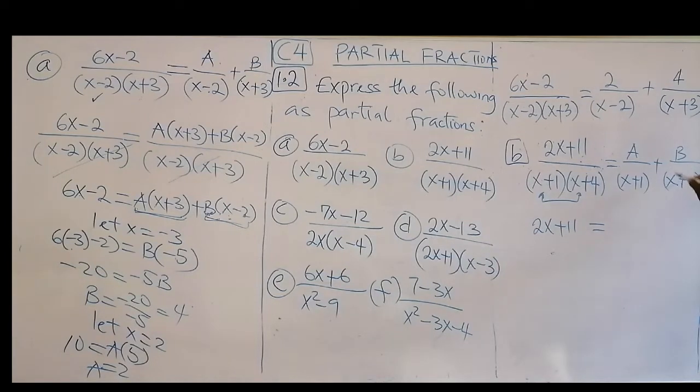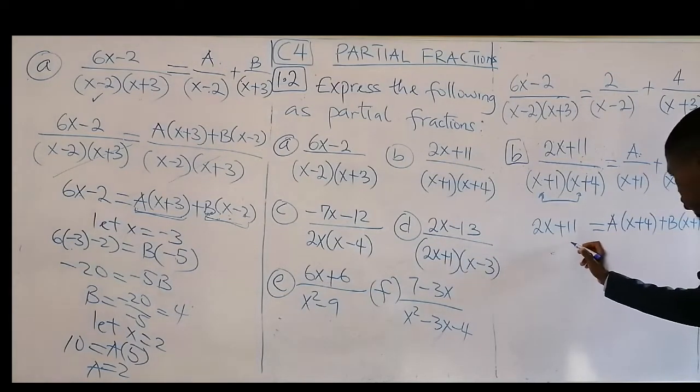Just come here, this one times this one, go this way, go this way. So this one times this one, A into bracket x plus 4, then plus B into bracket x plus 1. So the denominators are the same on the left and on the right.